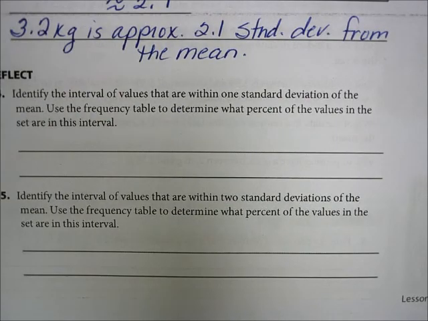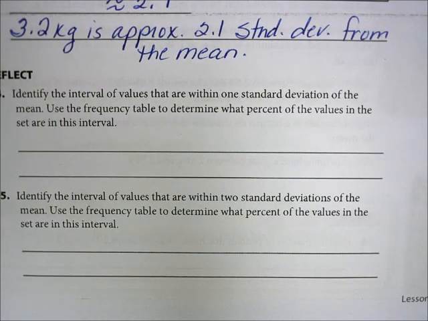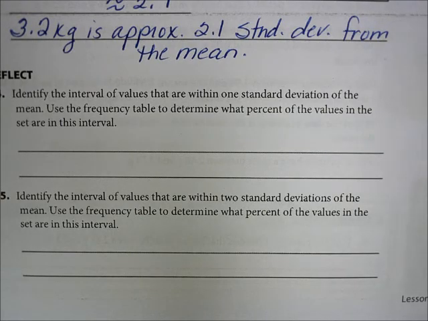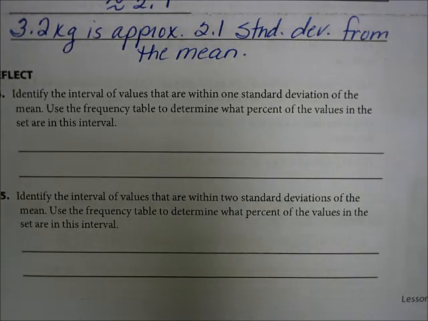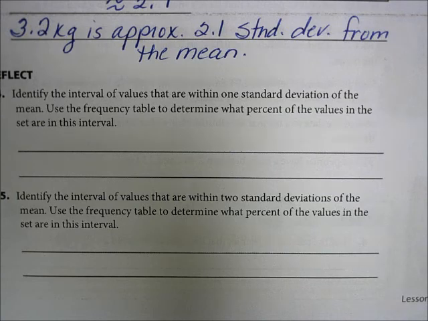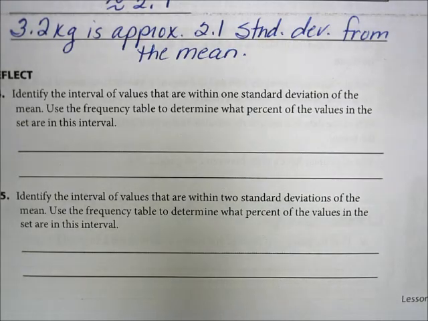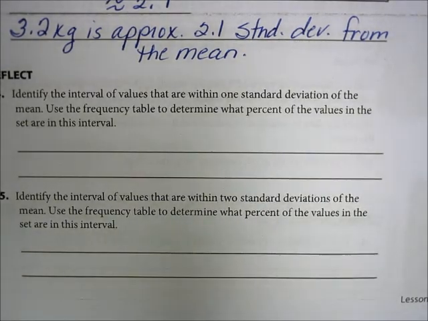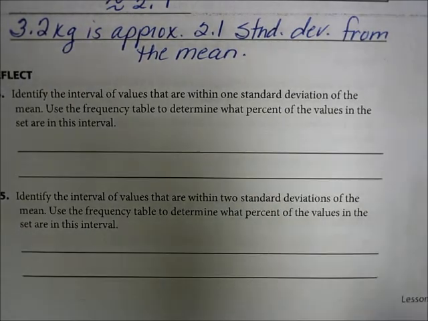Let's take a look at number 4. It says, identify the interval of values that are within 1 standard deviation of the mean and use the frequency table to determine what % of the values in that set are in this interval. That is a lot of words, right? So let me break it apart for you. Identify the interval of values that are within 1 standard deviation of the mean.